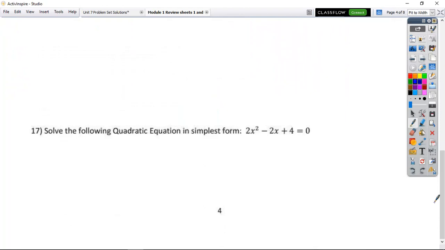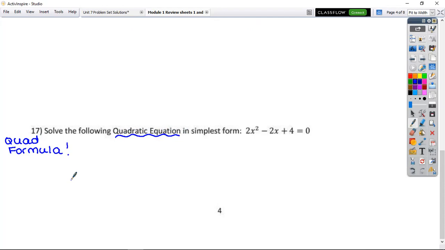So it says to solve the following quadratic equation in simplest form. So it doesn't specify that you have to factor it, which means it might not factor. So a method that works for all quadratic equations, quadratic formula. Yep. So quadratic formula. I'm going to do this quick. So it's already equal to 0.